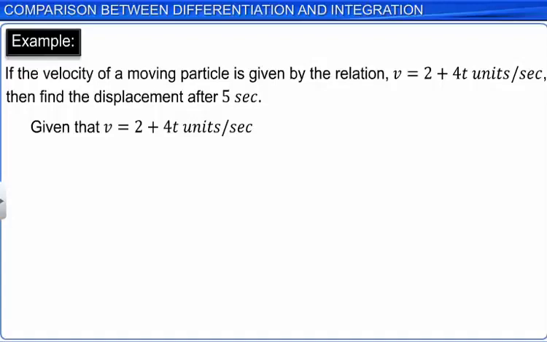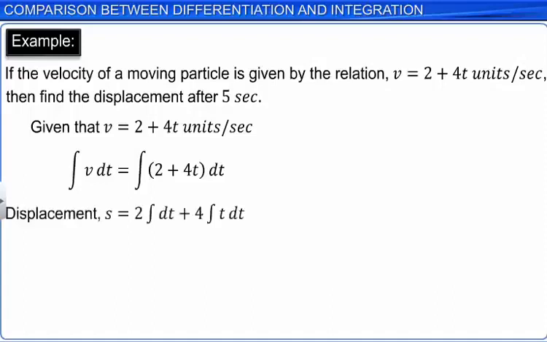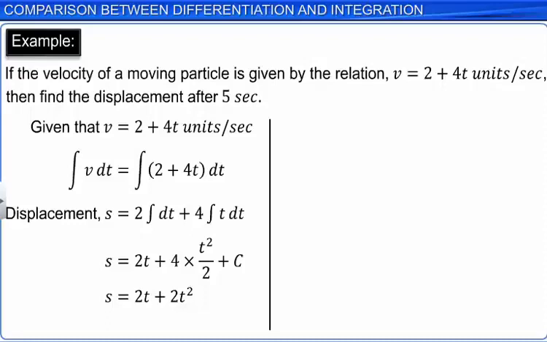This gives displacement s is equal to 2 into integral of dt plus 4 into integral of t dt. On simplification, we get displacement s is equal to 2t plus 2t squared. Now, let's find the displacement at t is equal to 5 seconds. This gives s is equal to 60 units. Hence, the displacement after 5 seconds is equal to 60 units.